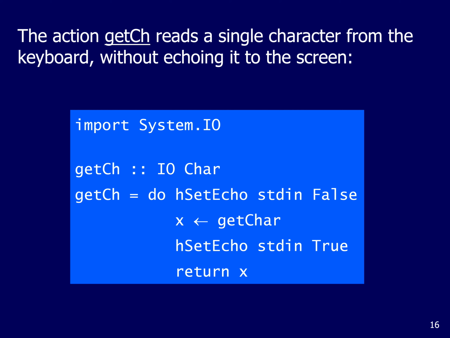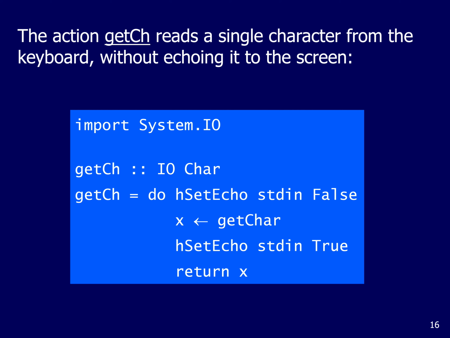And the way getCh actually works is it's a simple do of a sequence of actions. In the first step, we're turning off echoing on the standard input channel. hSetEcho is a primitive from the System.IO library. It takes an input handle as its first parameter, so we're passing in the standard input channel here. Then it takes a boolean flag that tells us whether we want to turn echoing on or off. In this case we want it off, so we pass in False. So the first line just turns echoing off on the standard input channel.